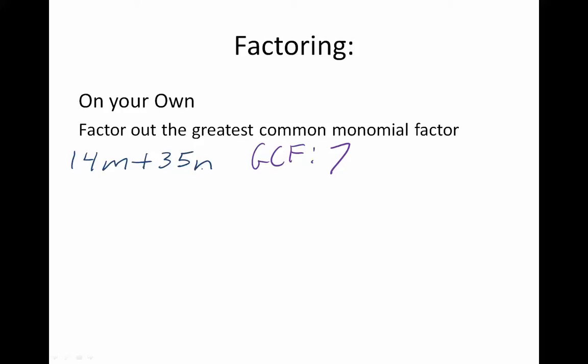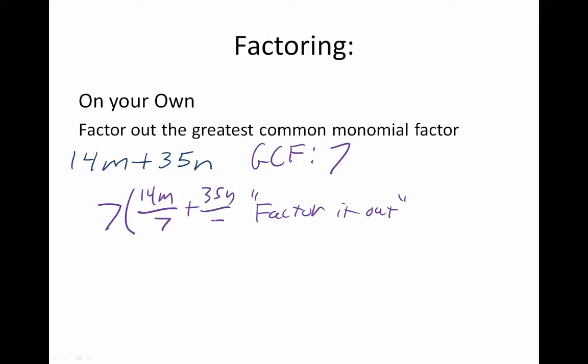M and n, greatest common factor? There isn't one. Nothing that I can multiply m by to get n. There's nothing I can multiply n by to get m. Greatest common factor here is 7. So let's factor it out. Factor it out. And again, in quotes, factor it out. Shoop. And then to factor it out, I divide both of those terms by 7. So this is 7 times 2m plus 5n.